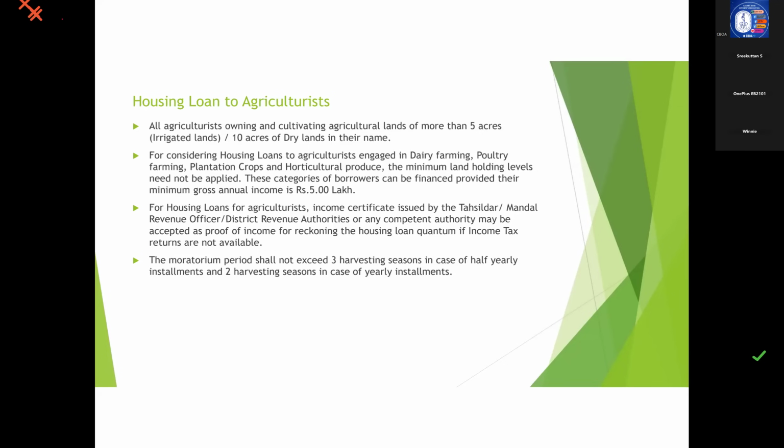But this 5 lakhs category is not applicable in the case of that 5 acres of irrigated land and 10 acres of dry land category. It is only applicable in the case of dairy farming, poultry farming, plantation crops, horticulture produce, etc.